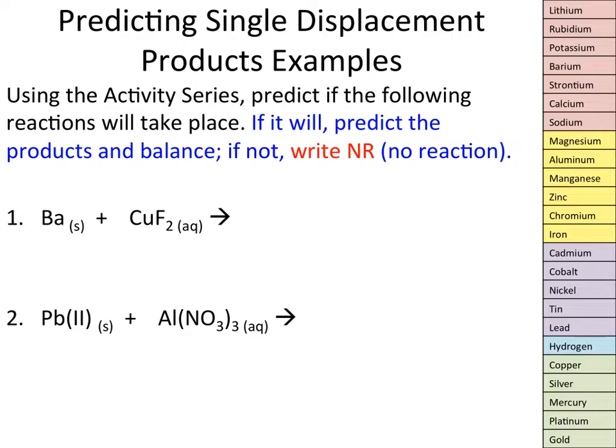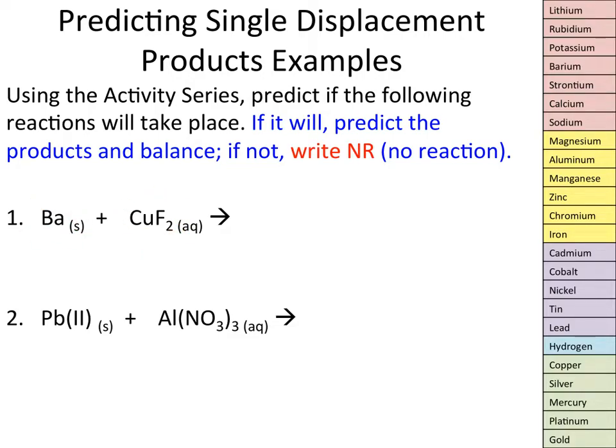If there's no reaction, aka the metal that's by itself doesn't have enough activity to displace the cation or the anion later on in the reaction, then we're just going to write NR or no reaction. So this is a single displacement reaction. We have a single element plus a compound.